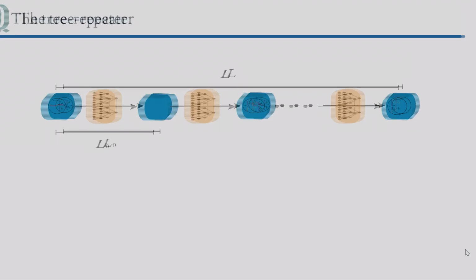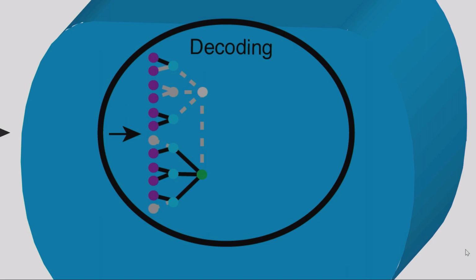And then you send it all the way down to the end station. Let's say we want to do QKD. Then we just need to measure in some basis that we choose.